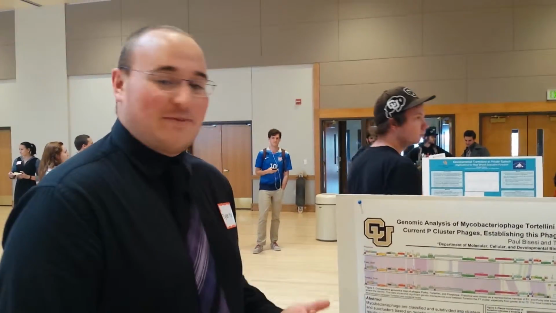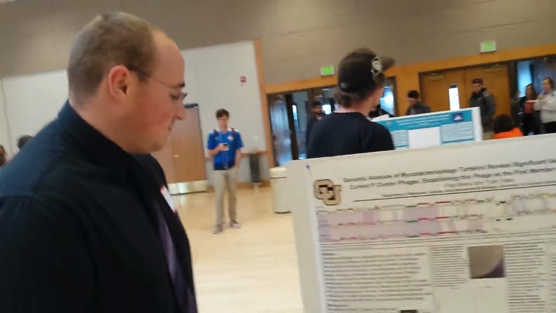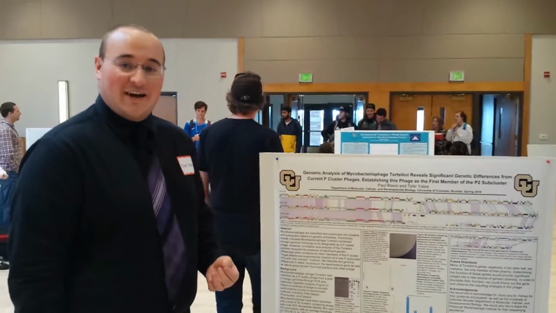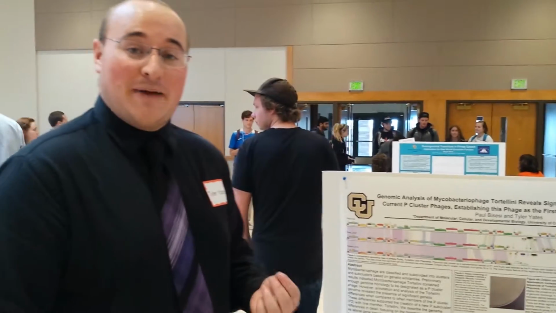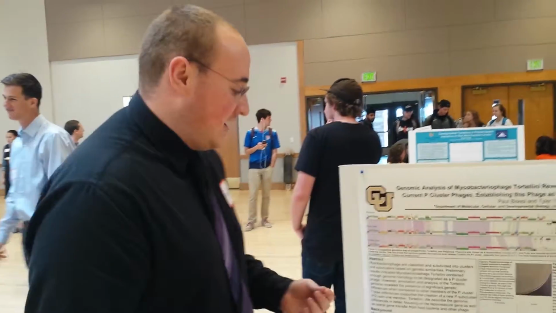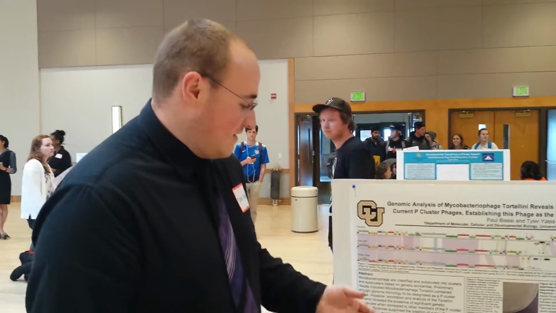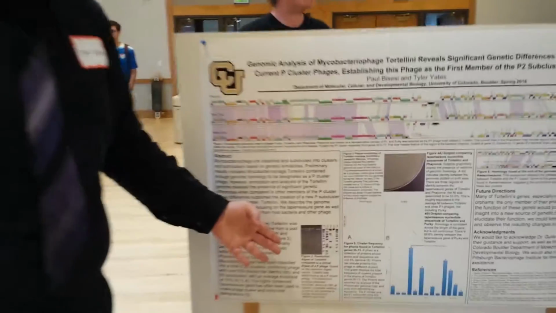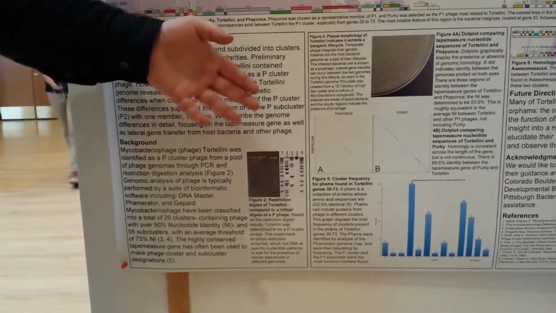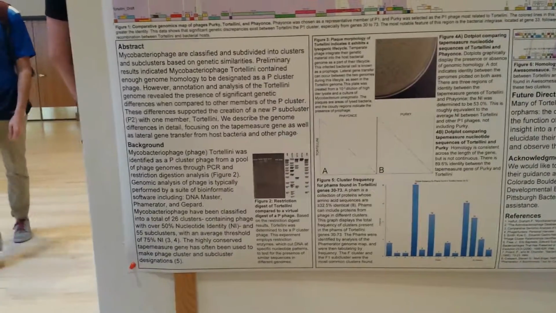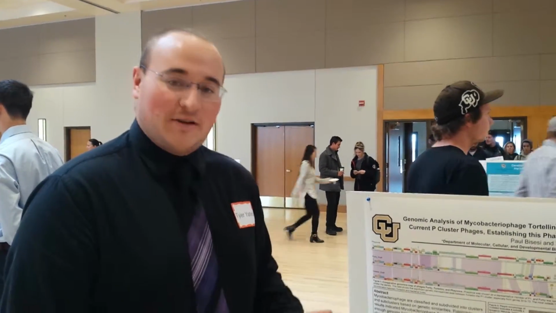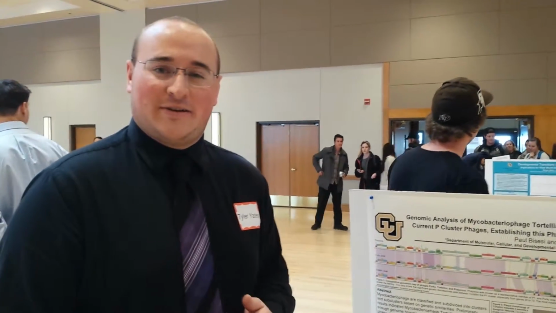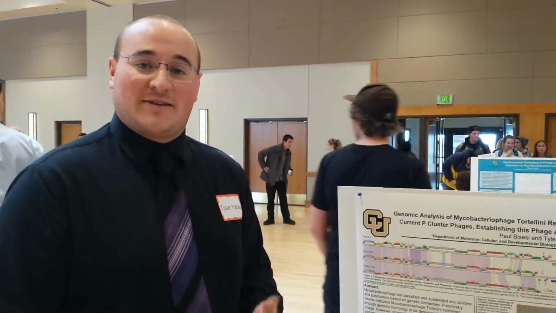Tortellini is the first member of the P2 subcluster, and we first identified it through a pool of phages that we sequenced in a batch, and then identified it through multiple methods, but our best evidence is our restriction digest here, compared to the known sequence that we had going back from that. What classifies a subcluster is around 75% nucleotide identity, versus a cluster, which is about 50% nucleotide identity.